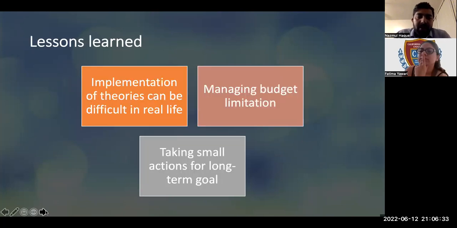Lessons learned: the implementation of theories can be different, because we read books and everything, but when it comes to applying all these theories to a real project, it is different. And the budget limitation, which comes with the time limitation as well. Then also taking small actions for a long-term goal. That is one of the lessons that I always learn when I do any project within such a short time.